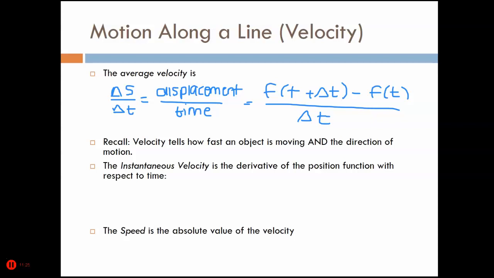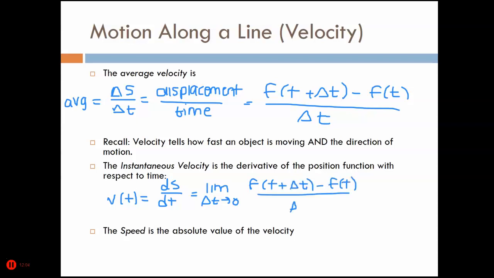So what do you think instantaneous velocity is going to look like? Yeah. So v of t is equal, because remember, this is average velocity, not the actual velocity, to the derivative of displacement with respect to time, or the limit as delta t approaches 0 of f of t plus delta t minus f of t, all over delta t.